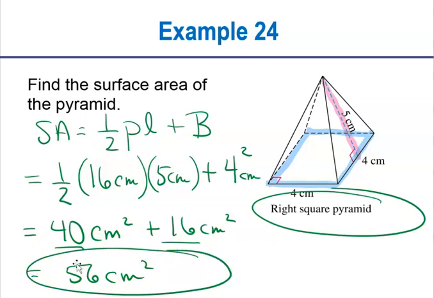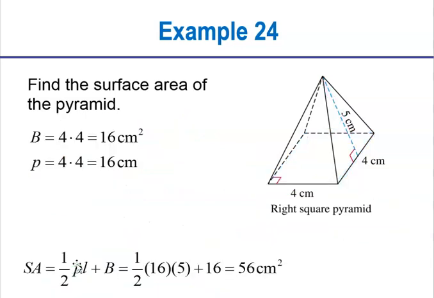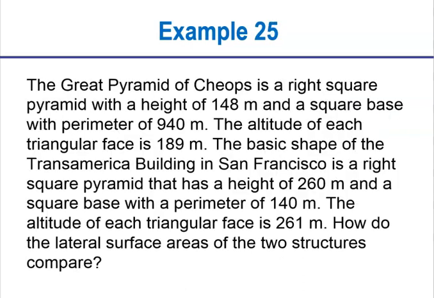Now, let's look at the typed up version. I do believe I have that. Yes, there it is, exactly the way we set it up. Whew, this is a problem. Here we go. The Great Pyramid of Cheops, hey, we've talked about this before, is a right square pyramid with a height of 148 meters and a square base with perimeter 940 meters. The altitude of each triangular face is 189 meters.